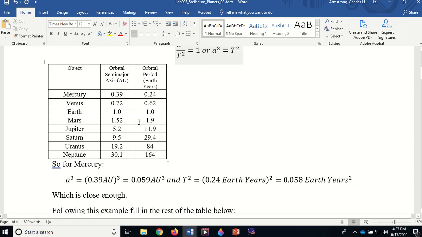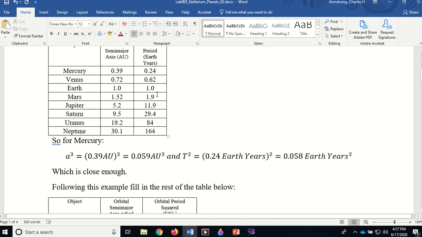So here are the orbital semi-major axes for the different planets. For Mercury, 0.39 astronomical units, and in Earth years, it takes 0.24 years for Mercury to orbit the sun. So we simply do this. A cubed, that's the 0.39, we cube it. We get 0.059 astronomical units cubed. Then we take the 0.24, that's the period, we square that. 0.24 Earth years squared equals 0.058 Earth years squared.